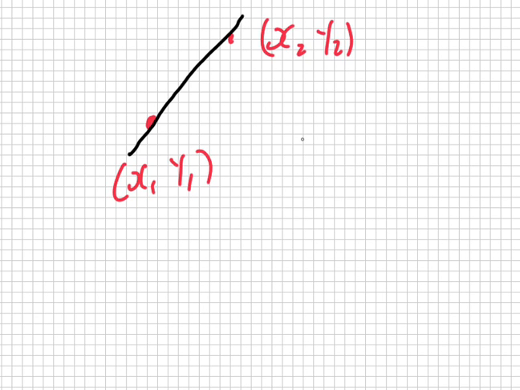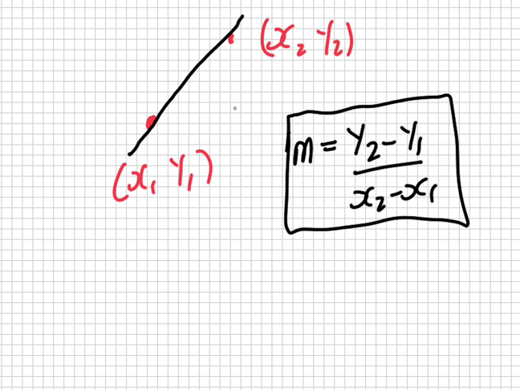x2 minus x1. Oh, try the other letter, not x. Y. y2 minus y1 over x2 minus x1. Yeah. That gives you the slope of the line. It tells you how steep it is.